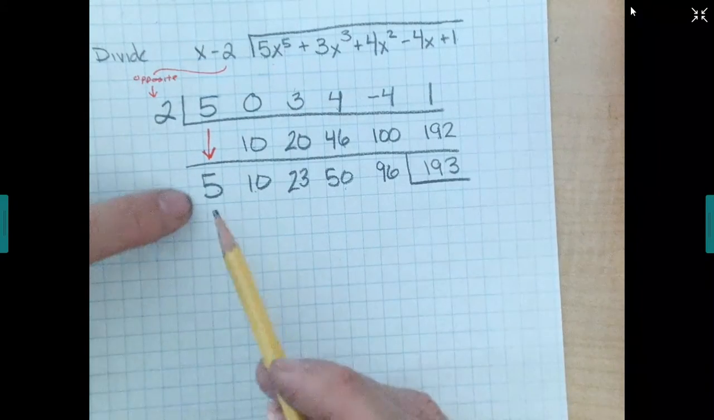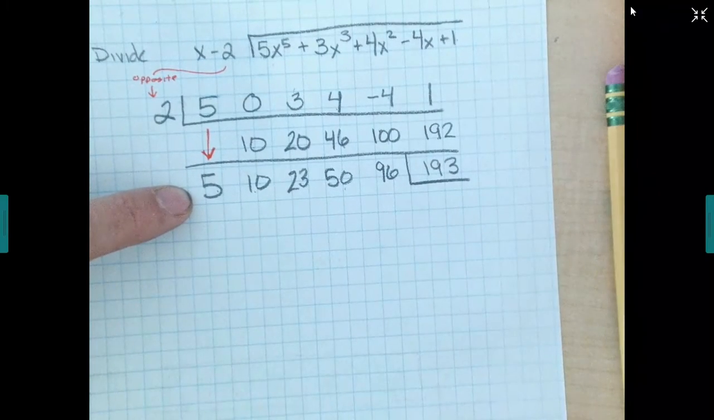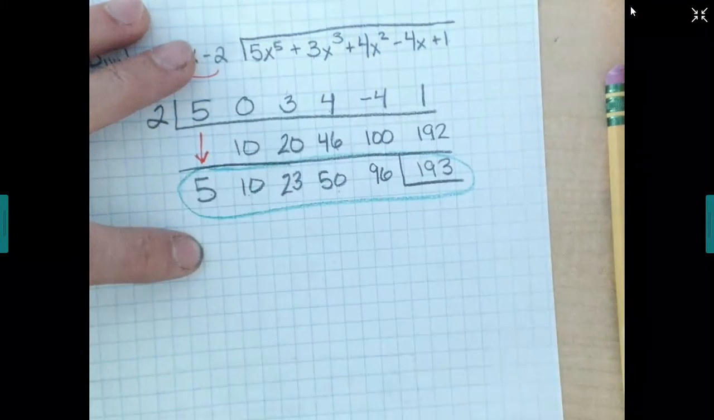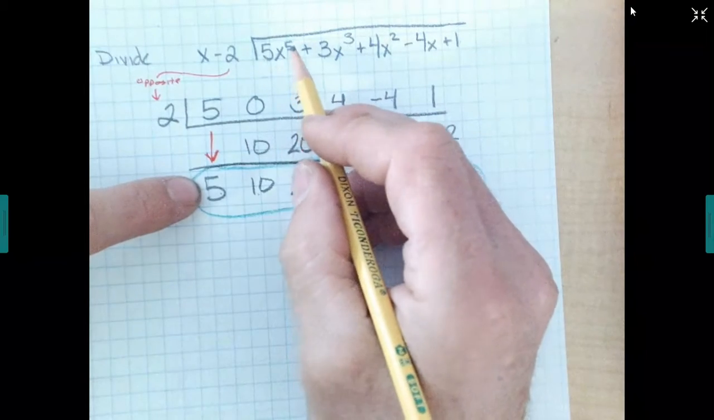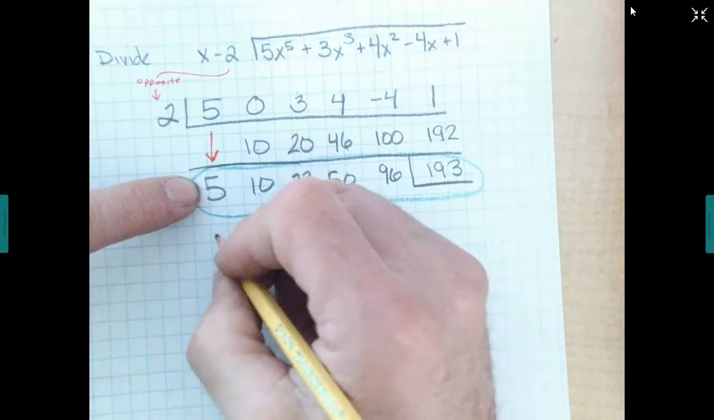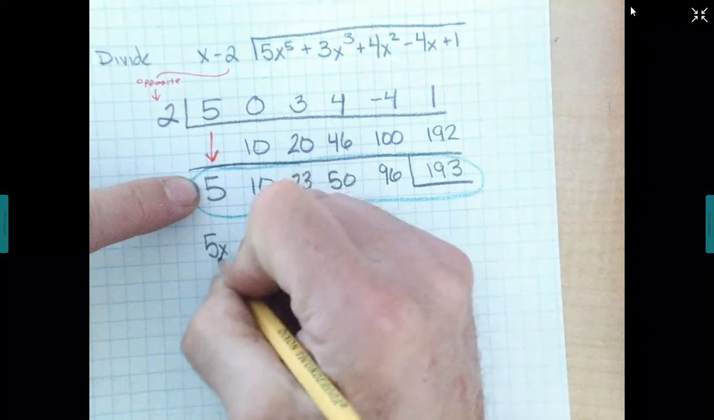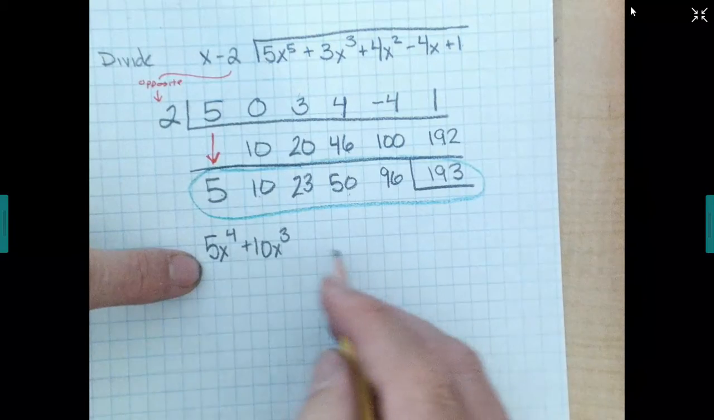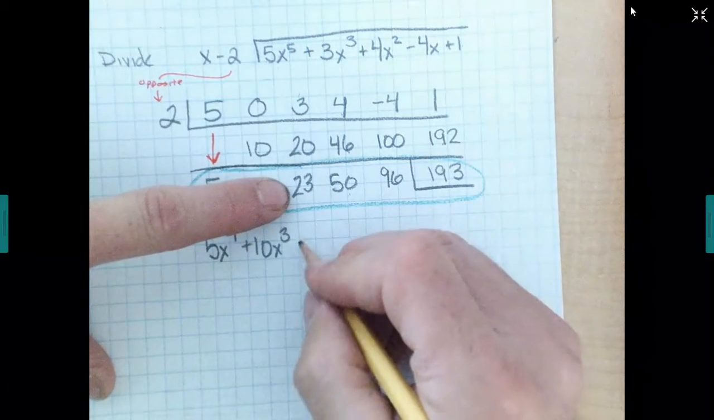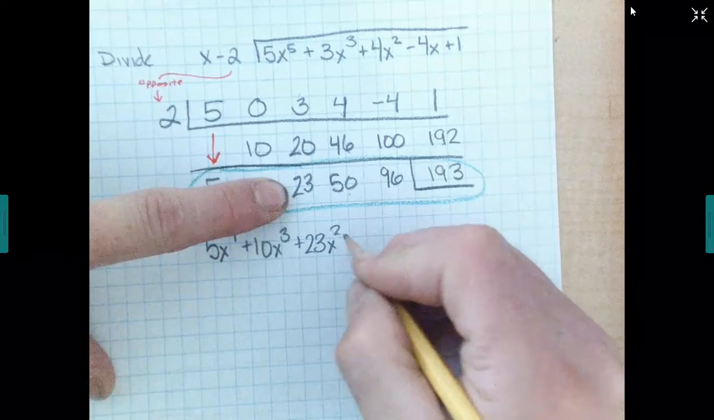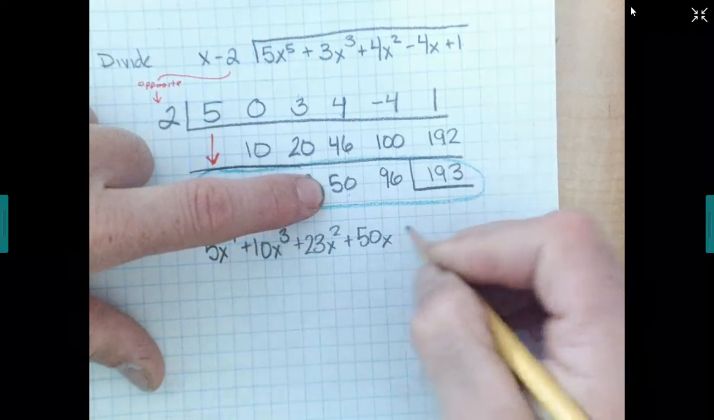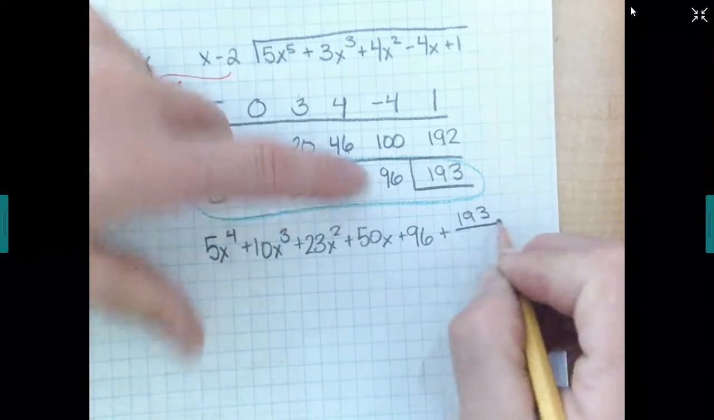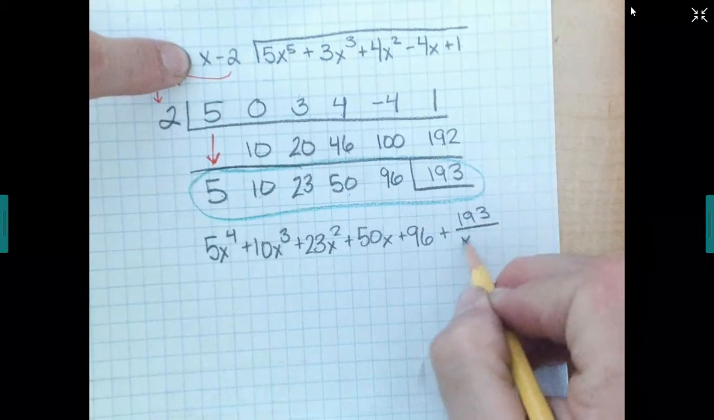Okay, so what's our answer? Well, this is our answer as long as we put it with the appropriate x's. So this was 5x to the fifth, so now we have 5x to the fourth. So we have 5x to the fourth plus 10x to the third. So we're just writing this down in standard form. 10x to the third plus 23x squared plus 50x plus 96 plus 193 over x minus 2.